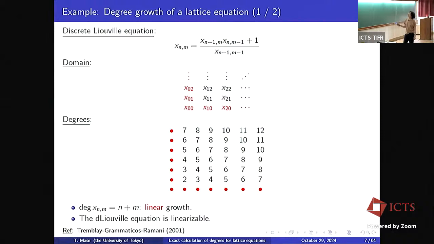And let's think about this initial value problem, meaning the red variables are initial values, and then every iterate can be written as a rational function in the initial values. And these are the degrees. The degree of x_{n,m} is n plus m. So it grows linearly. And this equation is known to be linearizable.